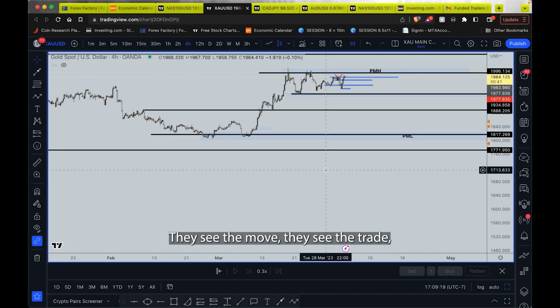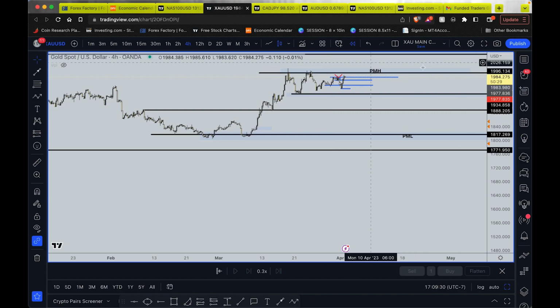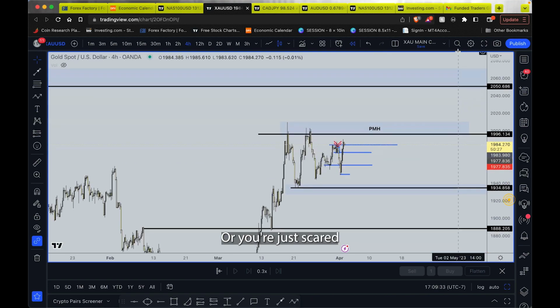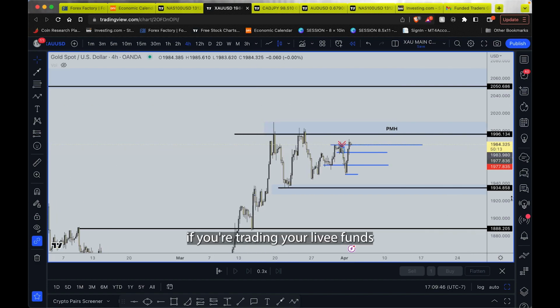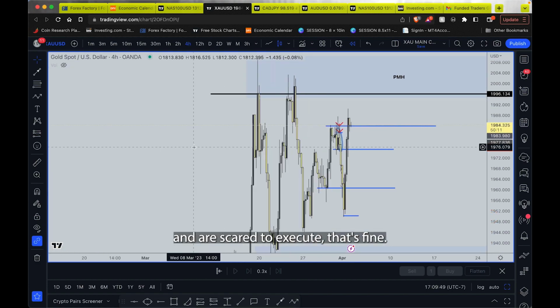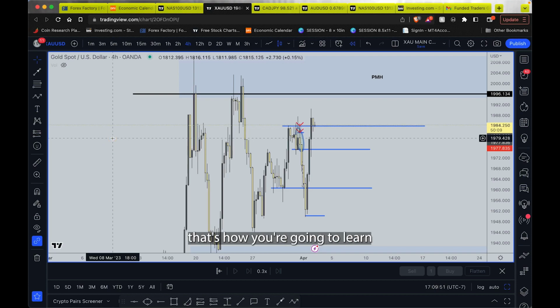So they see the move, they see the trade, but they don't know how to enter, they don't know how to execute because they don't know what needs to happen. So a lot of times they're just waiting patiently and the move leaves them because you're waiting for something perfect to happen. Or you're just scared because of your lack of understanding. You cannot be scared to execute, especially if you're just trading a demo account. That's the point of a demo, is to learn and execute and get better at trading. I can understand if you're trading your live funds and are scared to execute. That's fine. But at the end of the day, that's how you're going to learn, by application.